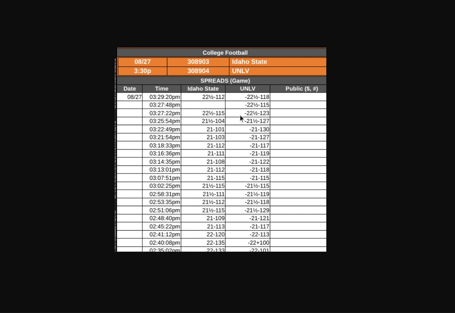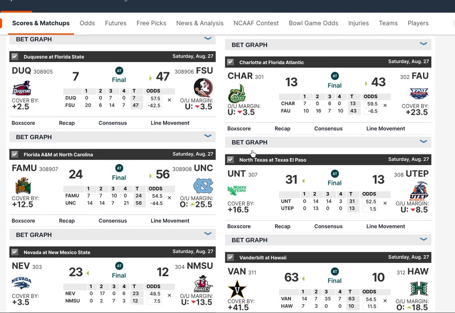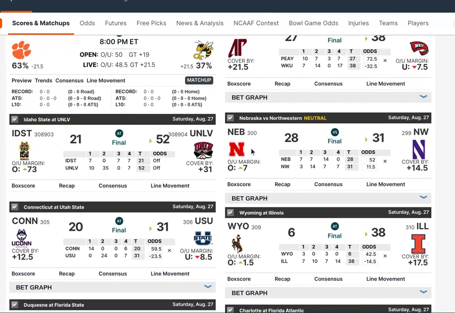Going back to the premise of this video, how do you identify sharp movement? Sharp movement is late and it's subtle. So there you go, a full point there from 10 minutes before kickoff goes to 22.5, and UNLV wins and covers. It blows them out, but it wasn't a huge cover, but they definitely covered.